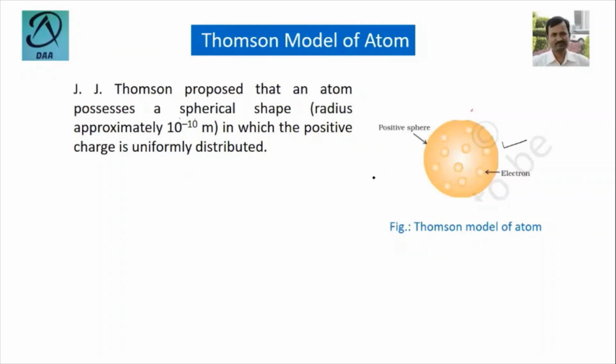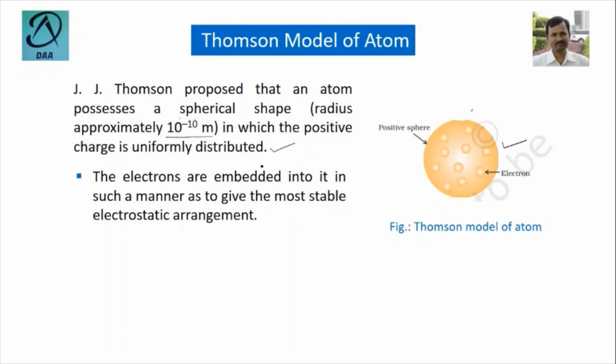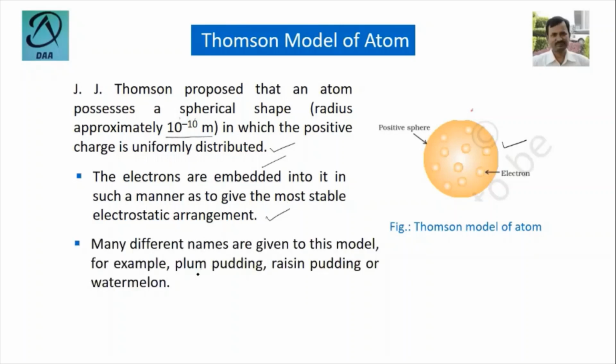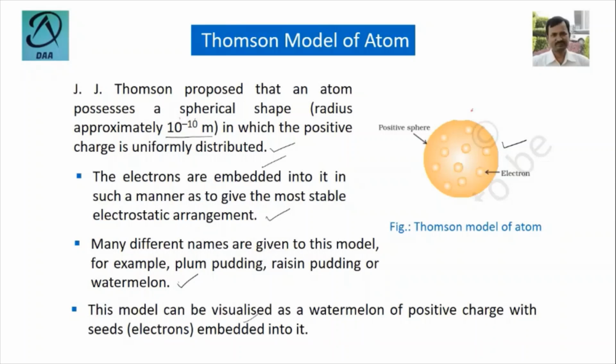Thomson's model, you see the figure. In the figure, it is said that the radius of this watermelon-like structure is 10 to the power minus 10 meter. And it is said that positive charge is uniformly distributed according to the Thomson model of atoms. Then electrons are embedded into it in such a manner as to give the most stable electrostatic arrangement. If you consider this model, many natural analogies you can consider, and the watermelon concept is also there. This model is visualized as a watermelon of positive charge with seeds, which are considered electrons embedded into it.